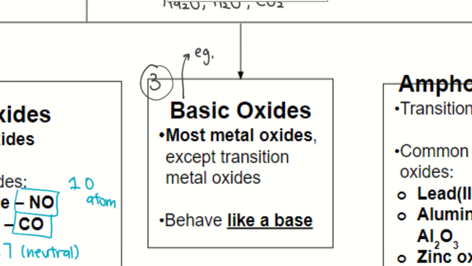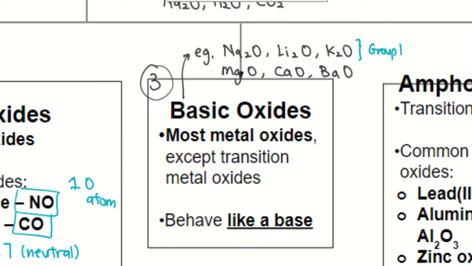Now we come to the third kind, which are basic oxides. Basic oxides are also most metal oxides. Some common examples that you know are group 1 oxides such as Na2O, Li2O, K2O. Your sodium oxide, lithium oxide, and potassium oxide. Or magnesium oxide, calcium oxide, barium oxide. These are your group 2 oxides. And these are just some examples.